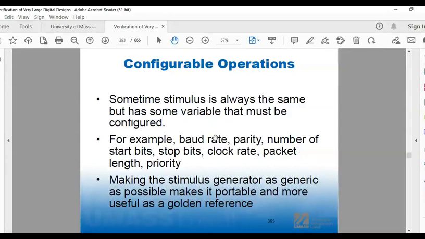So I mentioned this earlier, that you can have test cases that are the same.